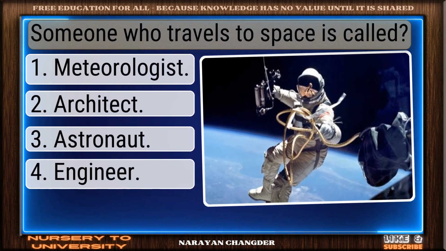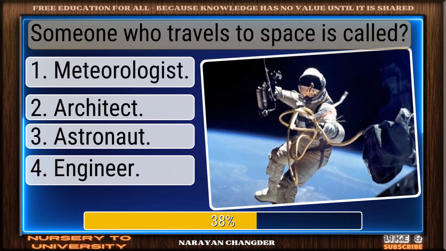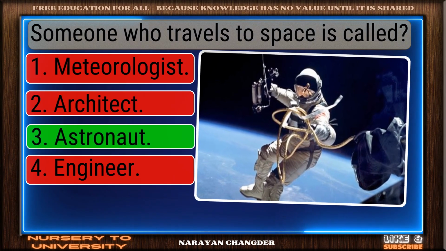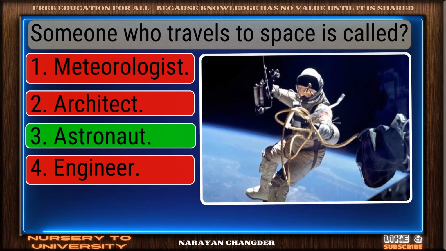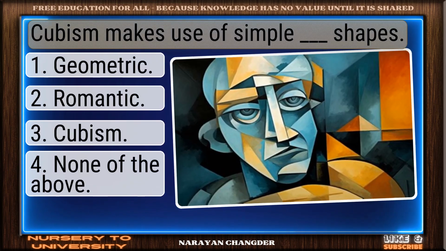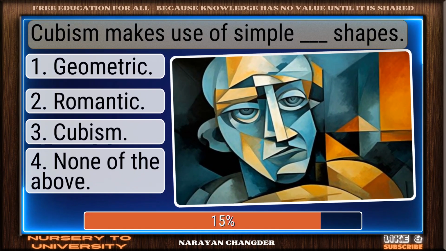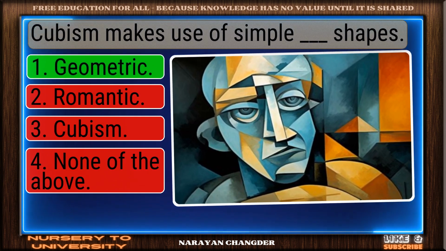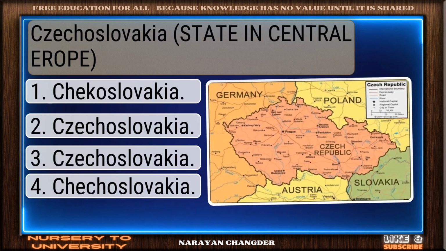Someone who travels to space is called dash. Smart move. Astronaut is an accurate answer. Cubism makes use of simple dash shapes. Correct. Geometric is the right answer.